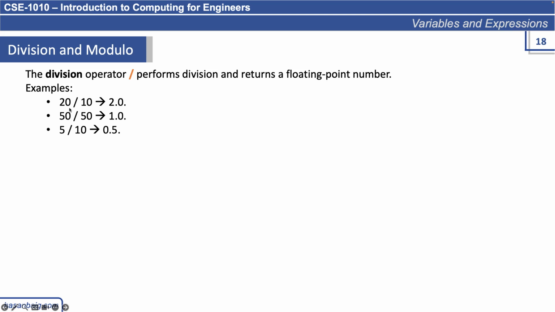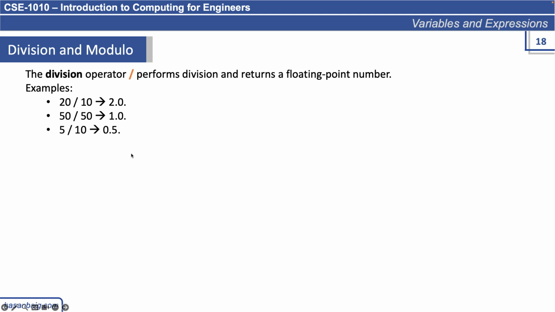So when you divide 20 by 10, it returns a value of a type decimal, which is a floating point type 2.0. So here again, 50 divided by 50, although it is an exact integer value, it still returns the value in the form of a floating point data. Okay, 5 divided by 10 is 0.5.